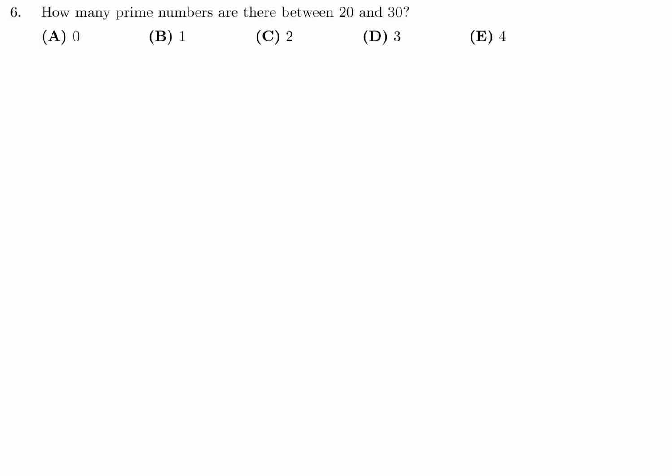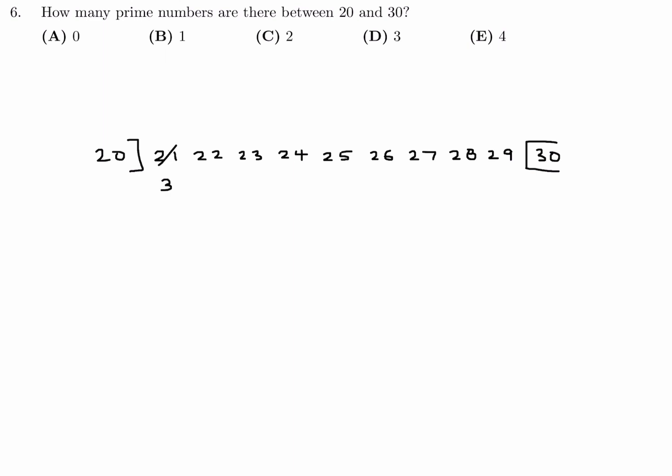How many prime numbers are there between 20 and 30? So let's first write out all the integers between 20 and 30, and let's talk about them. And remember, it's between, so we're not including 20 and 30. All right, well, 21 is divisible by 3, so that's not prime. And we can cross out all the even numbers because they are all divisible by 2. A prime number is not divisible by anything except 1 and itself. 23, is 23 a prime number? Yes, it is. So circle that one.